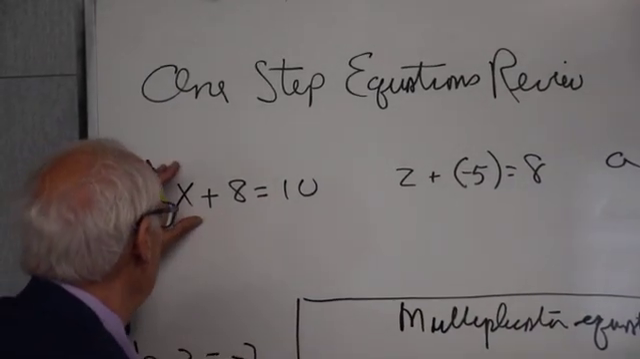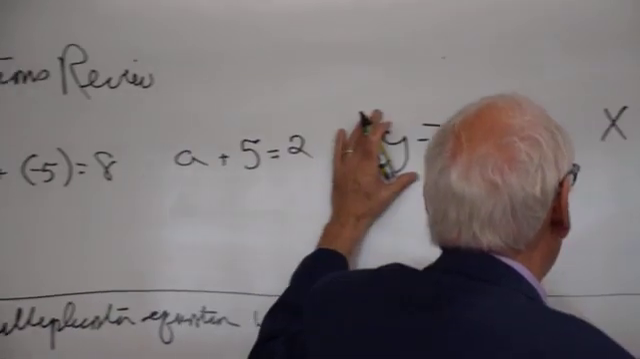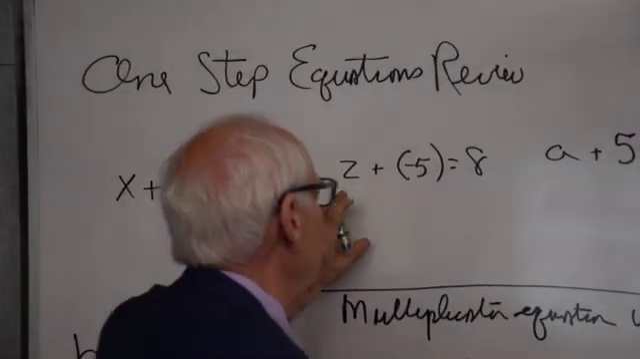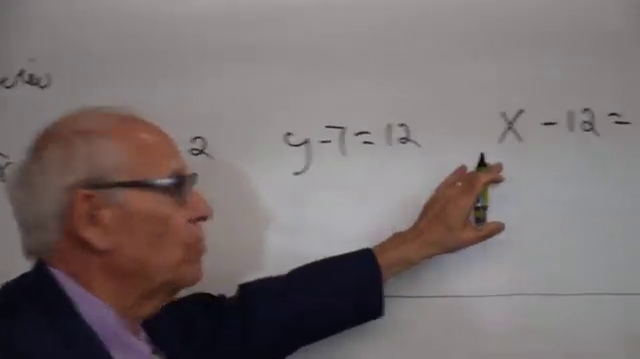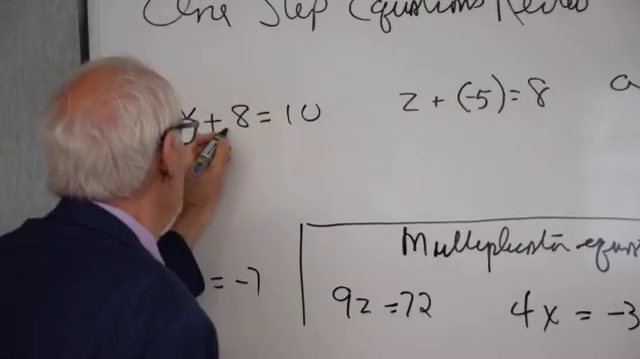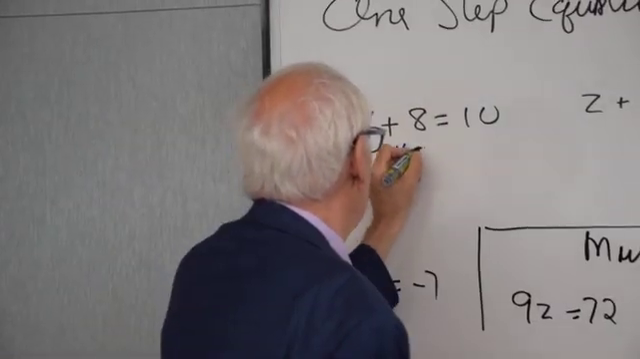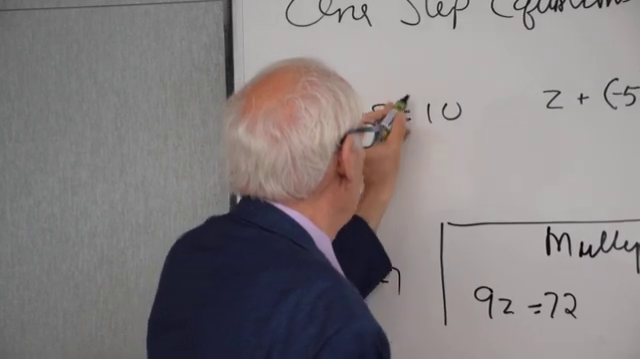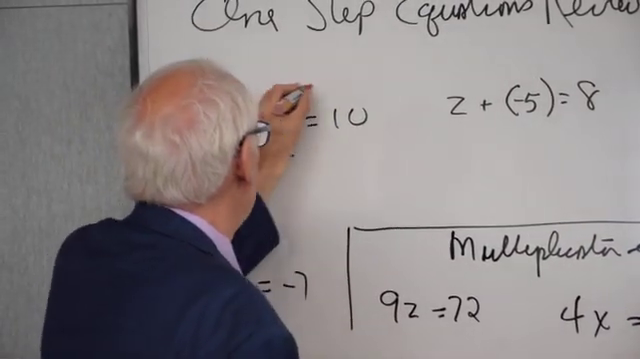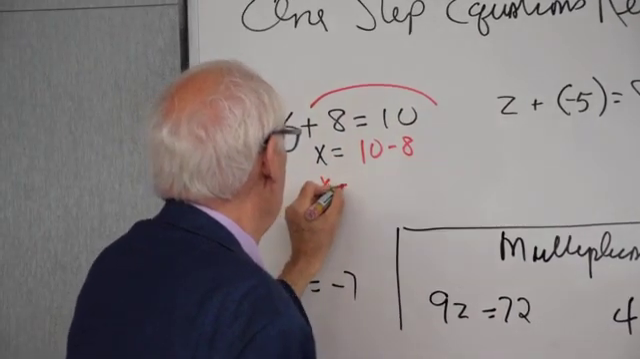We always want to isolate the variable. We want to know what x equals, what z equals, what a equals, what y equals, what x equals. So to do that, we have to move this other number to the right. So x equals, and remember when we move a positive across the equal sign, that positive is going to become a negative. So now x equals 2.